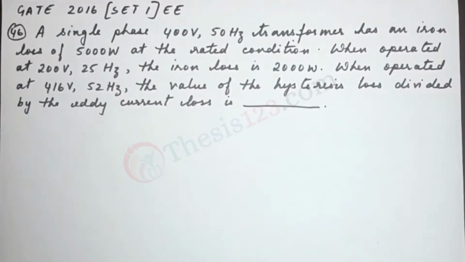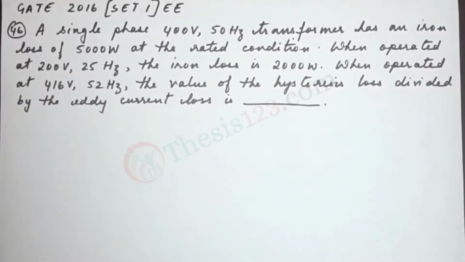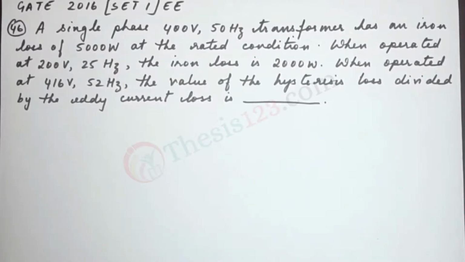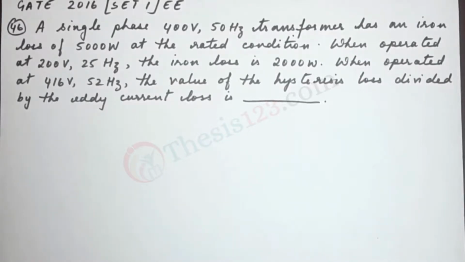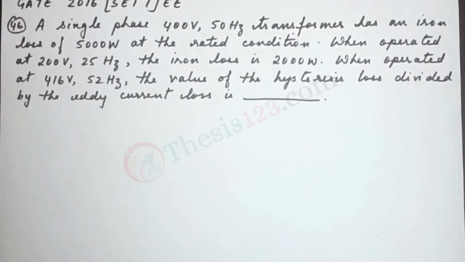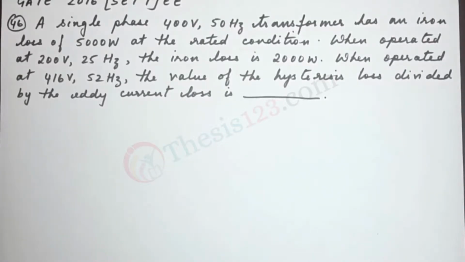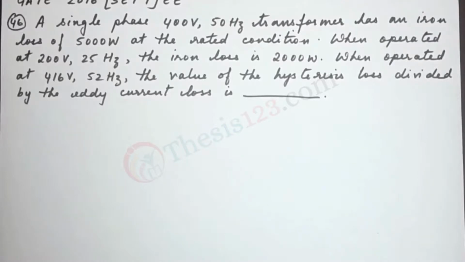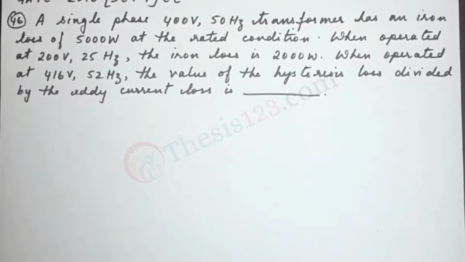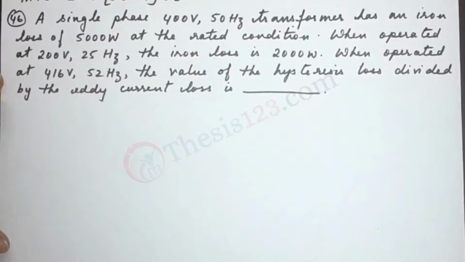First, the next question, number 46. A single phase 400 volts 50 Hz transformer has an iron loss of 5000 watts at the rated condition. When operated at 200 volts 25 Hz, the iron loss is 2000 watts. When operated at 416 volts 52 Hz, the value of the hysteresis loss divided by the eddy current loss is dash. So this is not a multiple choice question, and we will have to find out the answer by working it out step by step.